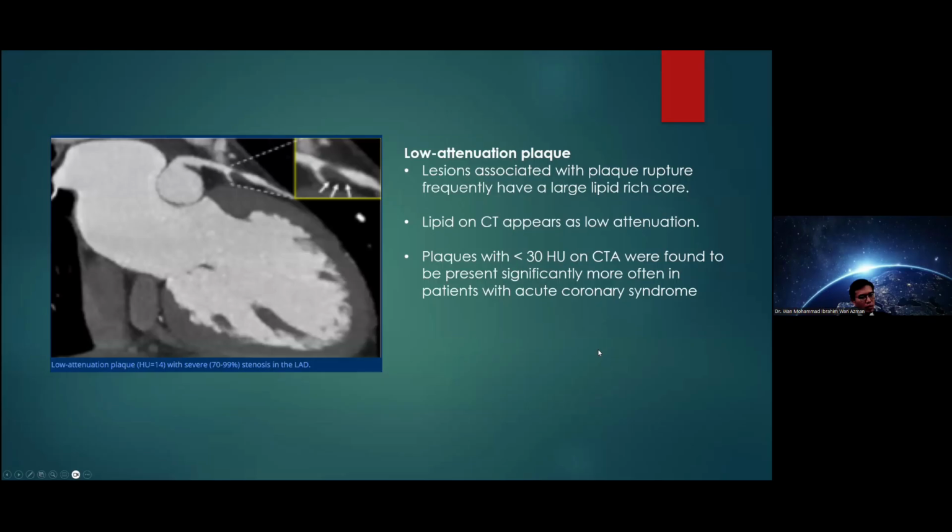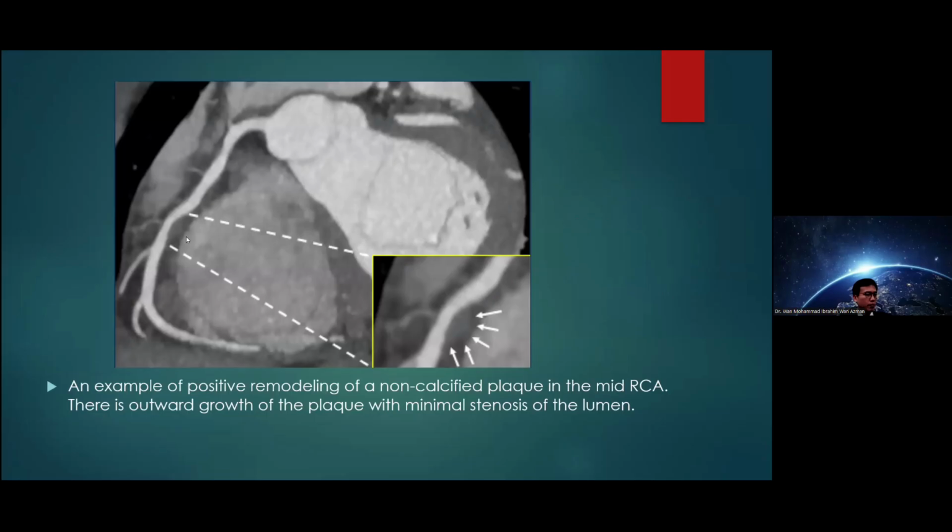So plaques with attenuation less than 30 Hounsfield units on CTA were found to be present significantly more often in patients with acute coronary syndrome. Another feature of high-risk plaques is positive remodeling. It means that there's an outward growth of the plaque, but it doesn't really show luminal stenosis. Positive remodeling cannot be shown with invasive coronary angiogram.